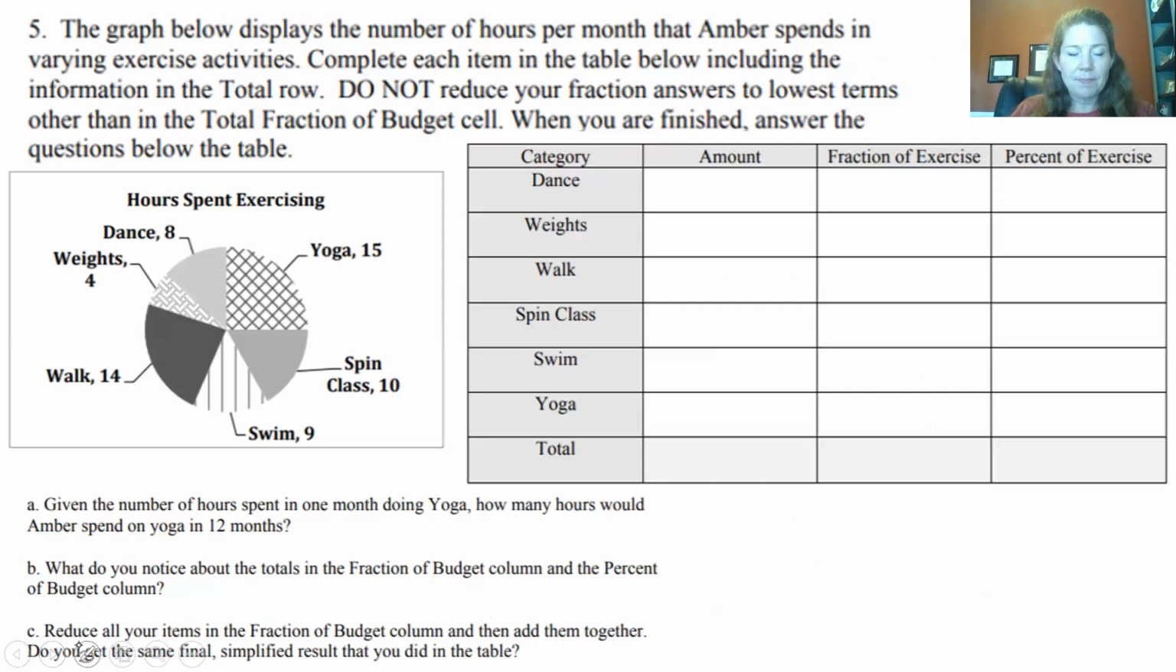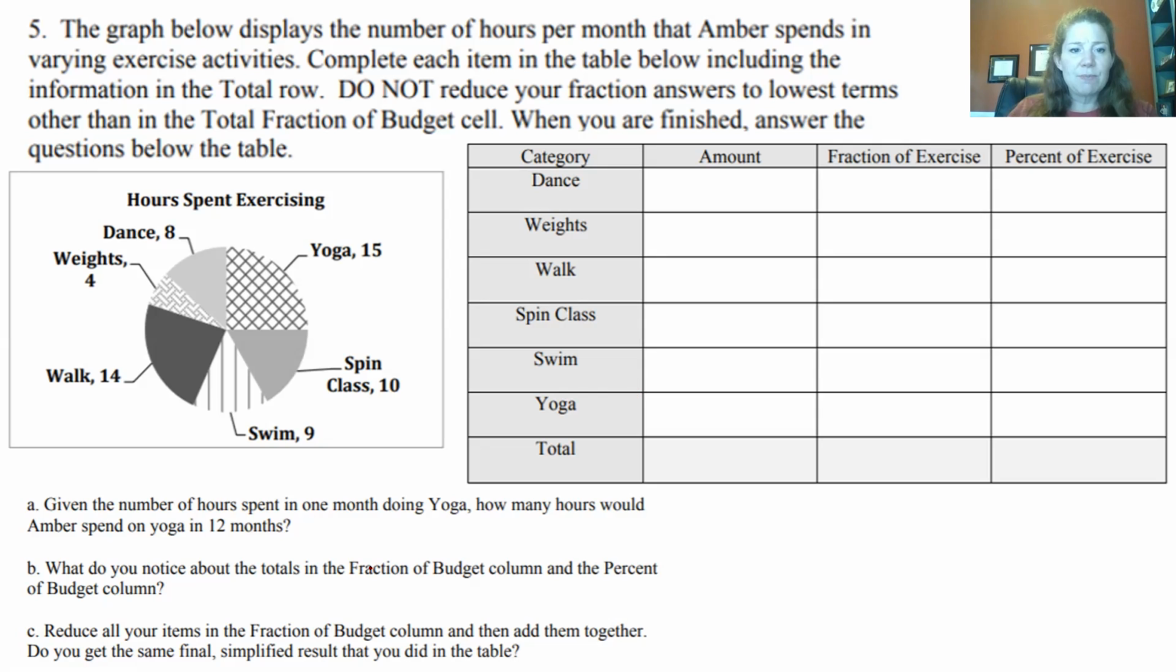All right. Now let's look at problem number 5. It says the graph displays the number of hours per month that Amber spends in varying exercise activities. I can't read all of it. Do not reduce your fraction answers to lowest terms other than in the total fraction budget cell. When you finish, answer the questions below the table.